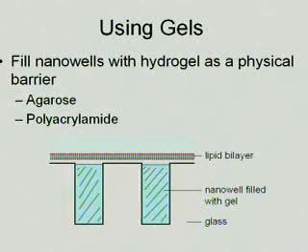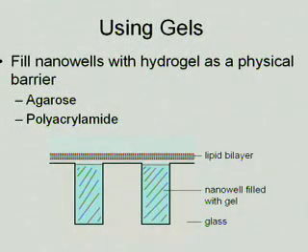Another idea is to use gels as a physical barrier so that the lipid bilayers can't go into the wells at all because there's something there. The problem is that the wells are extremely small, and it's hard to know if the gel is actually forming and staying in the nanowells. I've used agarose gels and polyacrylamide gels, which are water-based gels, which wouldn't inhibit any transport of substrate into the nanowells, but would provide a physical barrier.